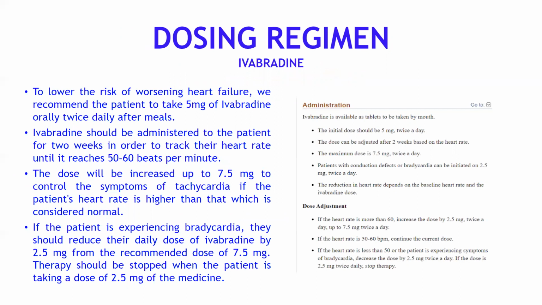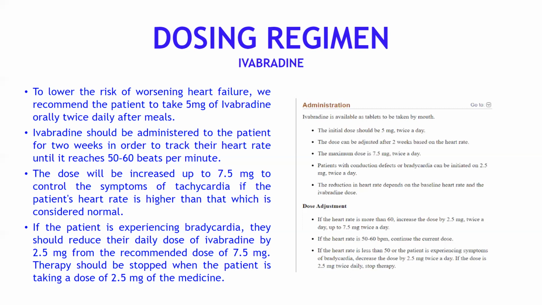So we have the dosing regimen of ivabradine to lower the risk of worsening heart failure. We recommend the patient take 5 milligrams of ivabradine orally twice daily after meals. Ivabradine should be administered to the patient for 2 weeks in order to track their heart rate until it reaches 50 to 60 beats per minute. The dose will be increased up to 7.5 milligrams to control the symptoms of tachycardia if the patient's heart rate is higher than that which is considered normal.